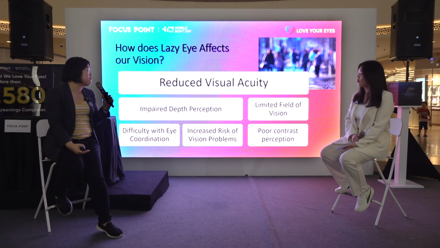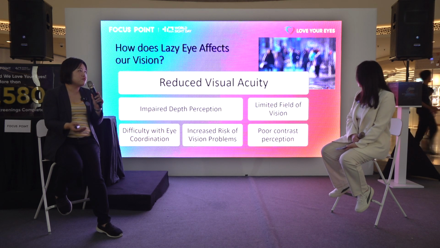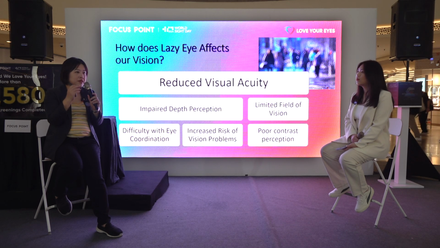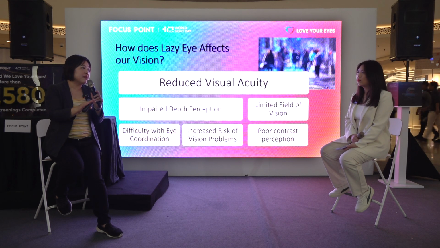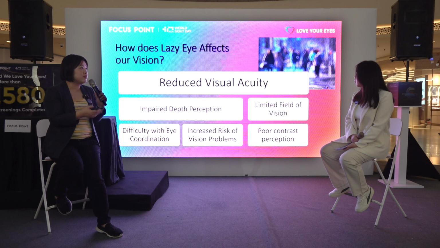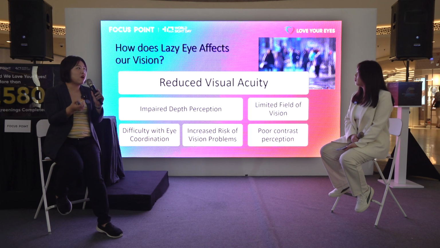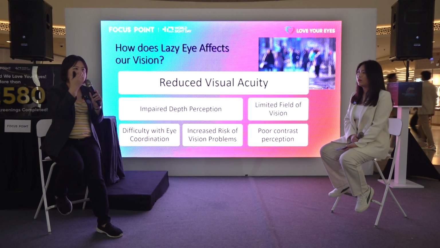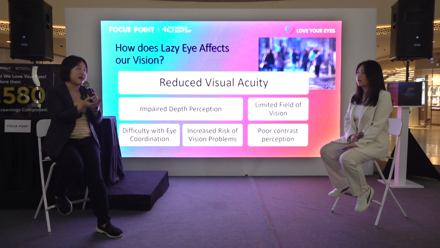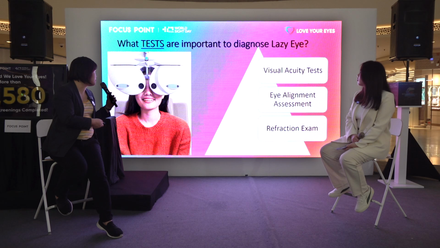So it will be impaired field of view, poor contrast perception. The lazy eye cannot really see color and different shades clearly. You will develop more vision problems, and also difficulty in eye coordination. Sometimes because the eye is lazy, not seeing that accurately, the two eyes when they work together are not so accurate. So that can happen.